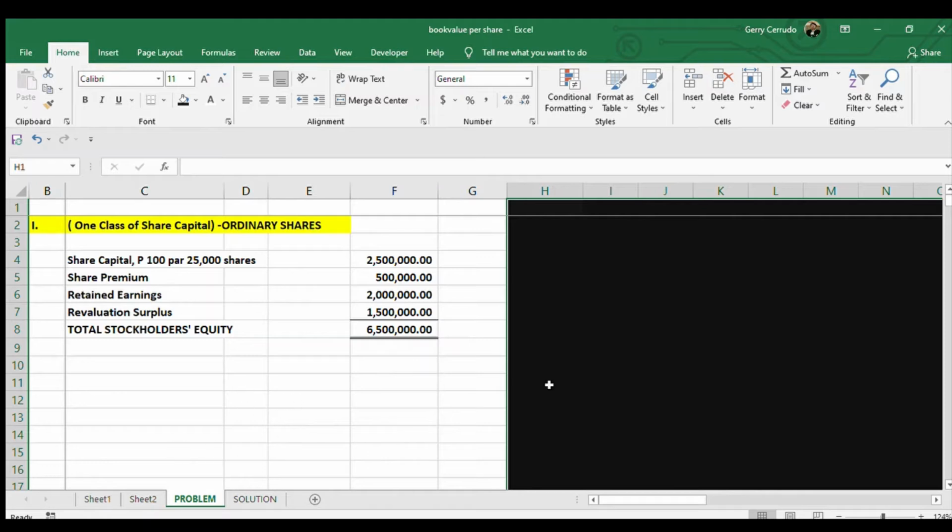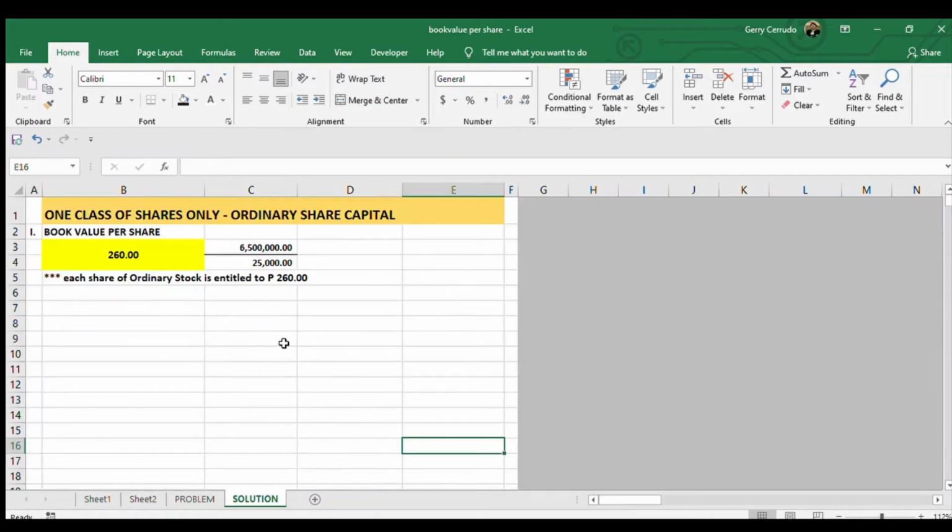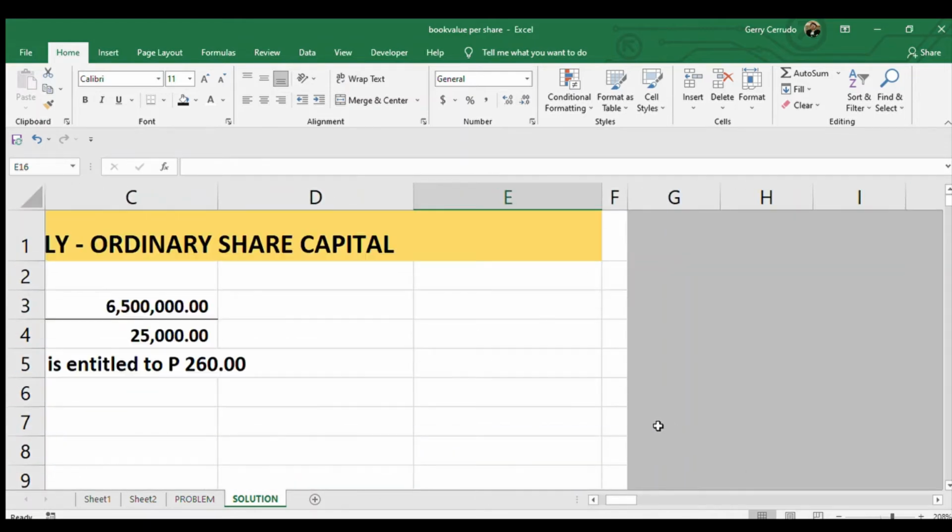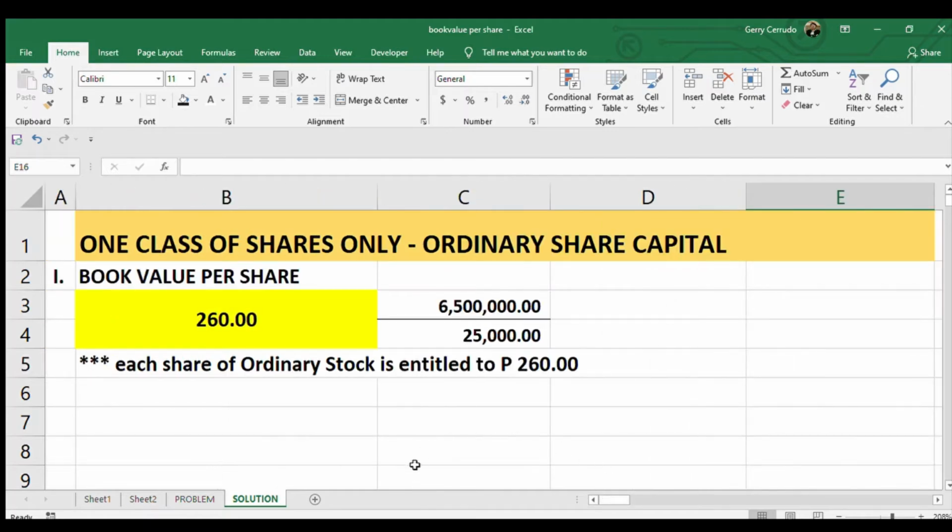So let's just illustrate paano siya i-compute or i-apportion between the capital or ordinary share capital and the preferred share. Okay, so ito ang ating solution. Very simple since ang company ay meron lang one class of share. So very simple. Ayan lang siya. There's no problem about this.